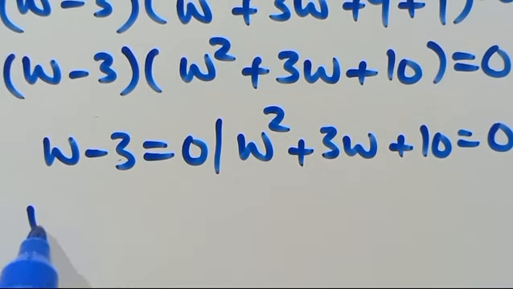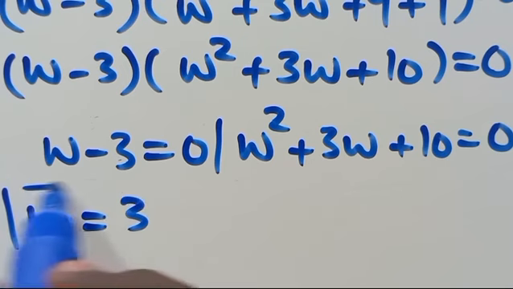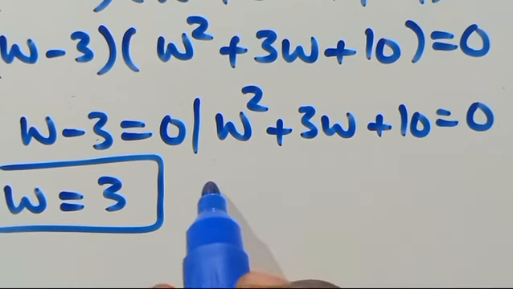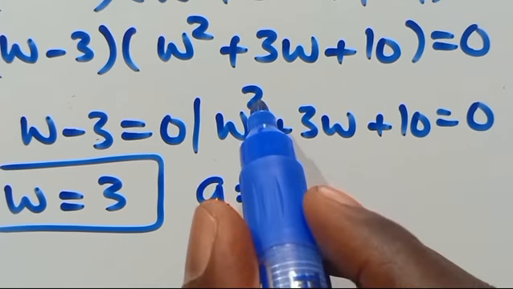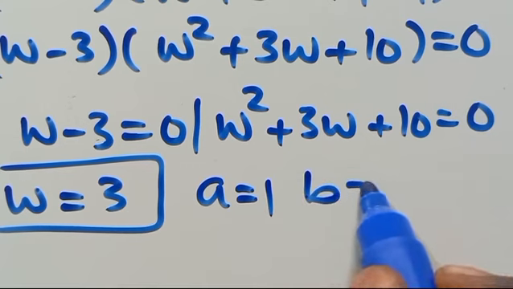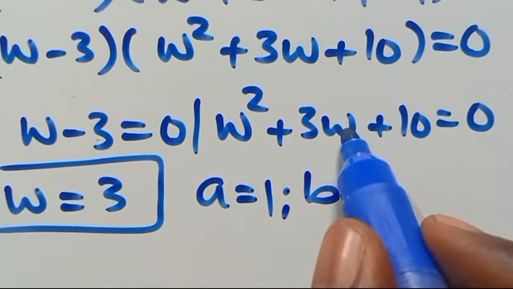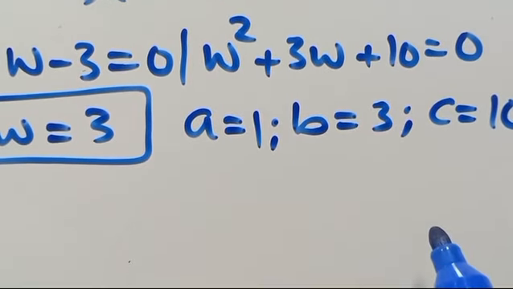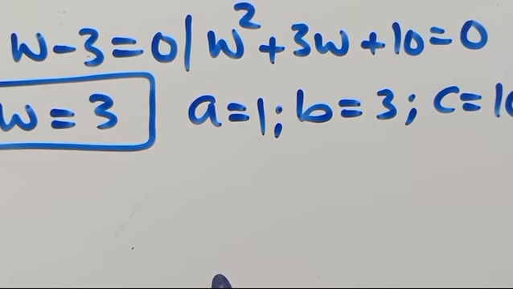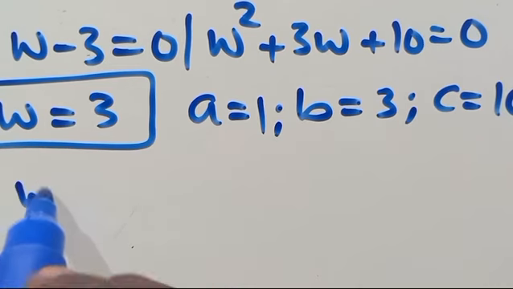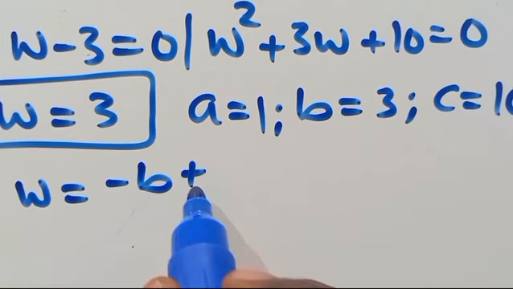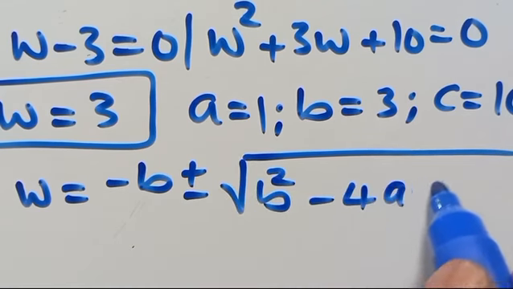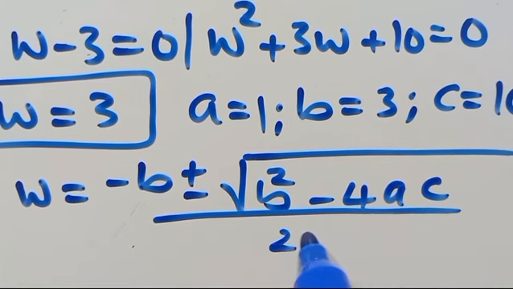So from here, we have W equals 3 as the first solution. Then let's define some parameters here. Let A be the coefficient of W square, which is 1, let B be the coefficient of W, which is 3, and let C equal 10. Let us recall the quadratic formula, where W equals minus B, positive or negative, square root of B square minus 4AC, over 2A.